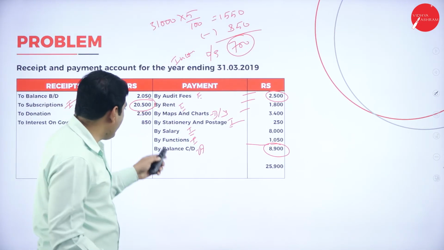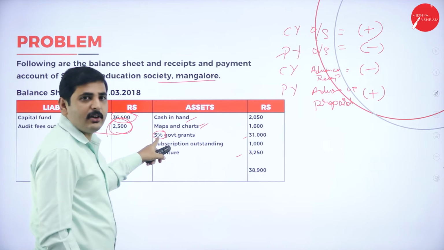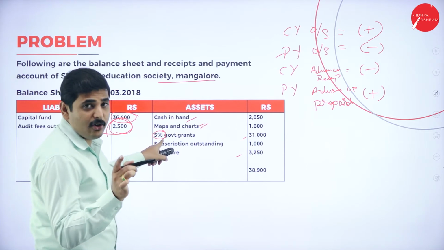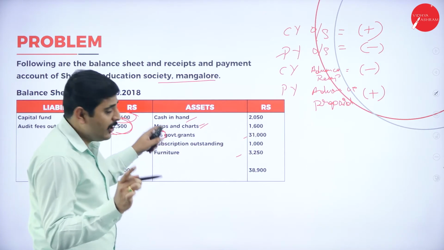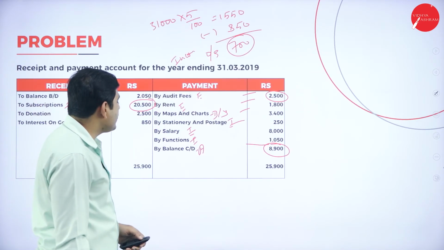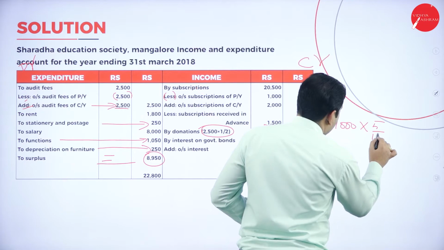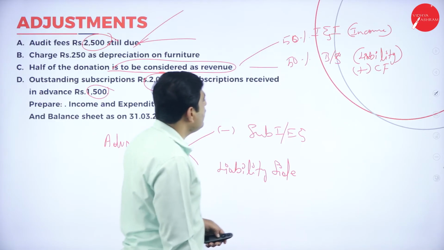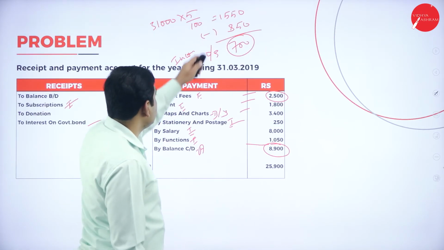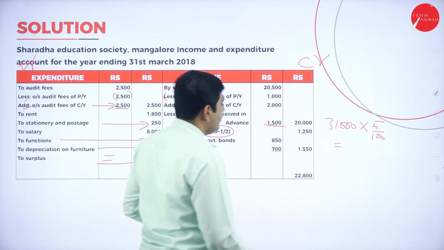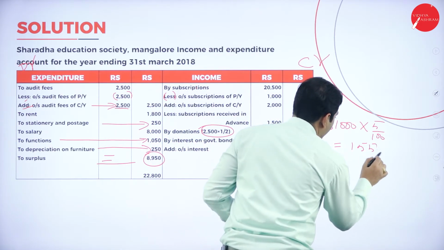Keep this in mind. We have to understand when they give 5% or 10%, that means 10% interest on government bonds we have to receive. So out of 5%, how much? We'll calculate the 5% on government bonds, 5 by 100. So what is the amount? I have already done the working note here. So it is 1,550 rupees we have to receive.